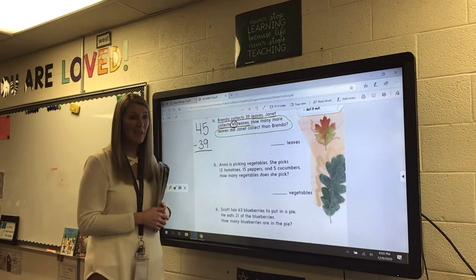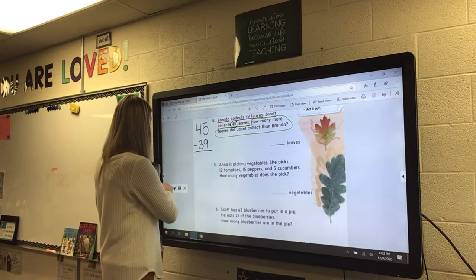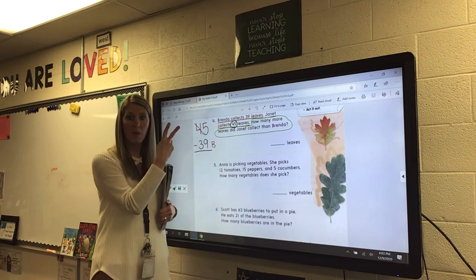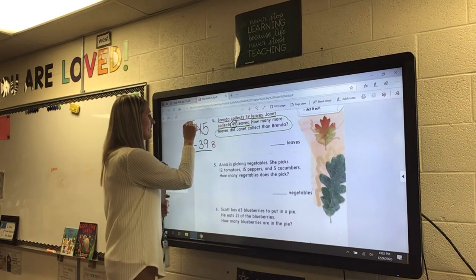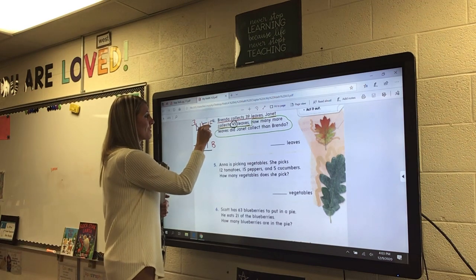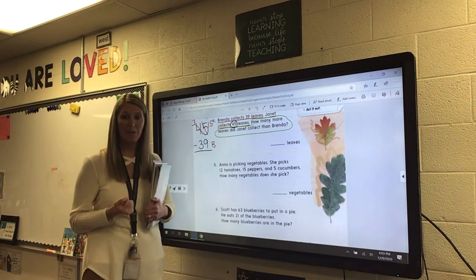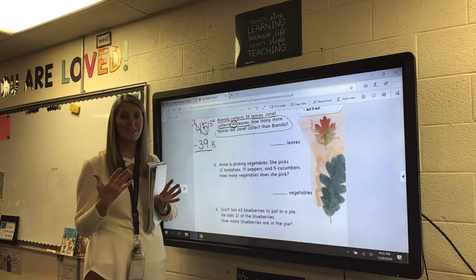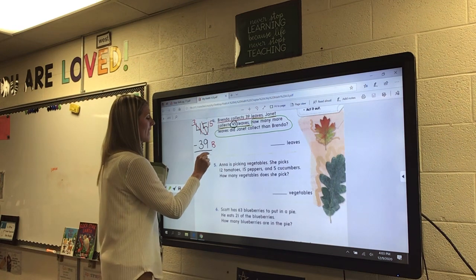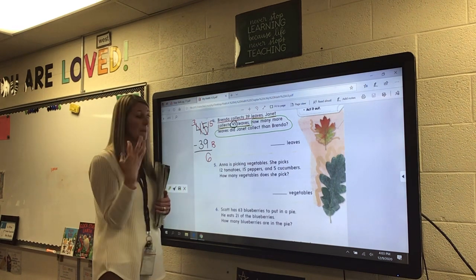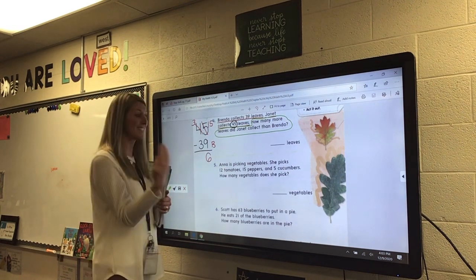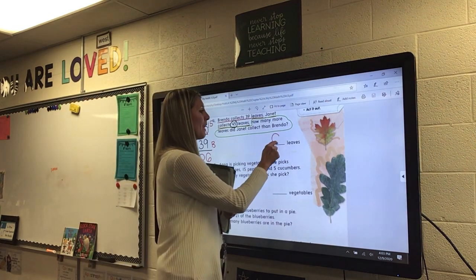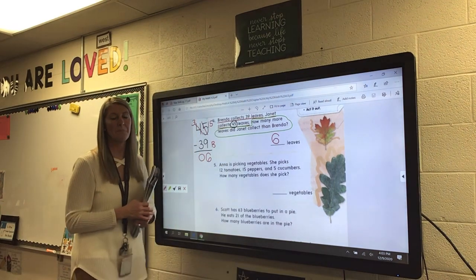5 minus 9, can't do that. Bigger bottom, better borrow. So I'm going to go over here to that 4. I'm going to cross that 4 off, take 1 away. There's 3 left. And I'm going to move that 10 over here, so it's 15. So 15, take 9 away. 14, 13, 12, 11, 10, 9, 8, 7, 6. So I have 6 left. And 3 minus 3 is 0. So Janet has 6 more leaves.